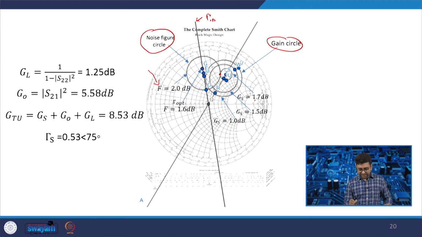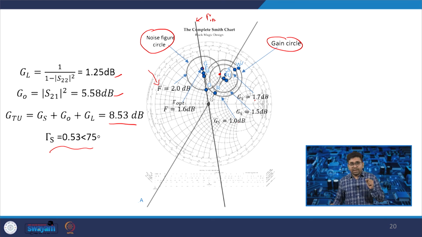So this is the noise figure circle and gain circle, and this point we need to consider as gamma s, that is 0.53 angle of 75, and you will get a gain. So you already know GL, G naught, and if you add all this gain, including the 1.7 dB, you will get 8.53 dB of gain.